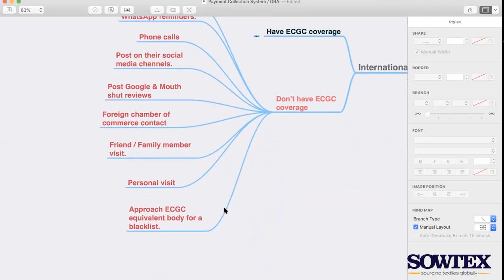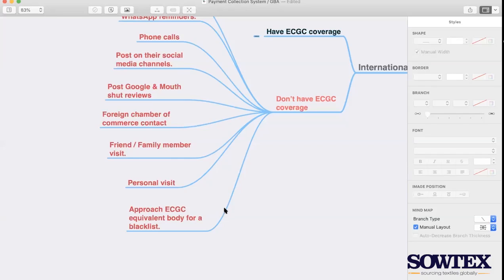But the other thing is you can also approach an ECGC equivalent body for a blacklist. Now, this has worked out very well. I have a lot of Chinese suppliers. I know Chinese suppliers jinka maal India mein bhi phasa hai, jinka maal overseas bhi phasa hai. China ke paas 50% market share hai. Of that $2 trillion, 50% is happening through China. And China ki काफी shipments hain jo phas bhi jate hain. Very rarely do they go without an ECGC equivalent insurance. But they write to those bodies and they ask them for a blacklist.